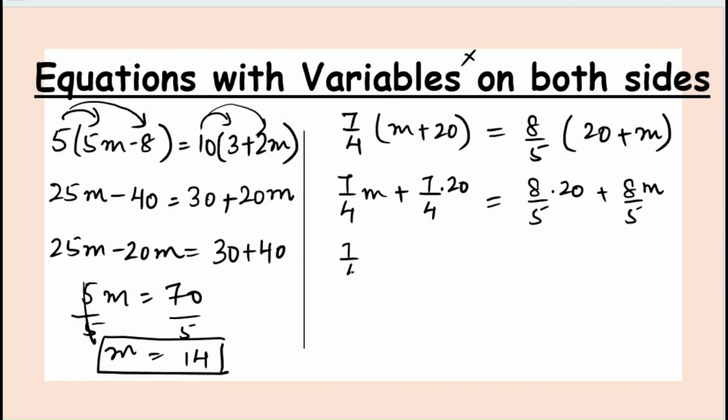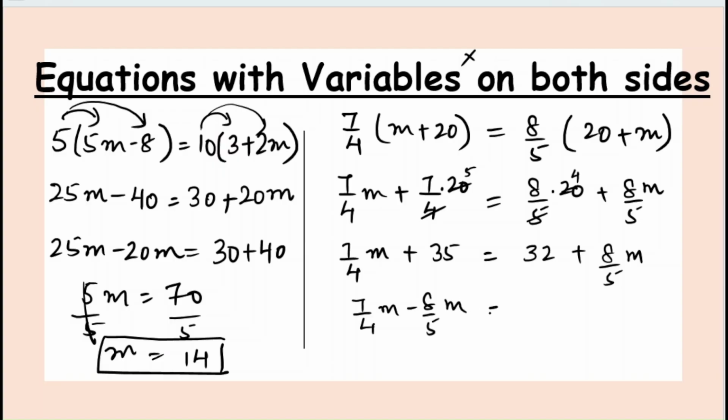So you get 7/4 m. Now this 4, 20 divided by 4 is 5, and 7 times 5 is 35, equals 20 divided by 5 is 4, 8 times 4 is 32, plus 8 fifths m. Now bring all the constants on one side and all the variables on one side. So 7/4 m minus 8/5 m equals 32 minus 35.